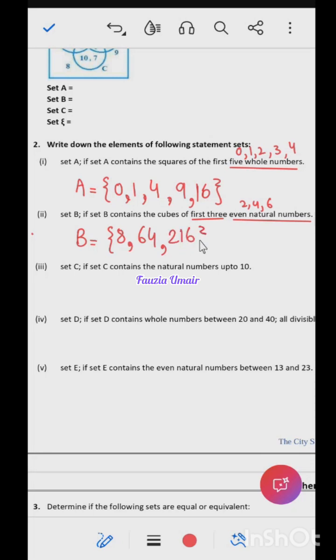Very good, 216. Now Zainab, you can tell me set C. Set C contains the natural numbers up to 10. So what are the elements of C? 1, 2, 3, 4, 5, 6, 7, 8, 9 and 10. Up to 10 means 10 also, right? Very good. Up to means till this point.